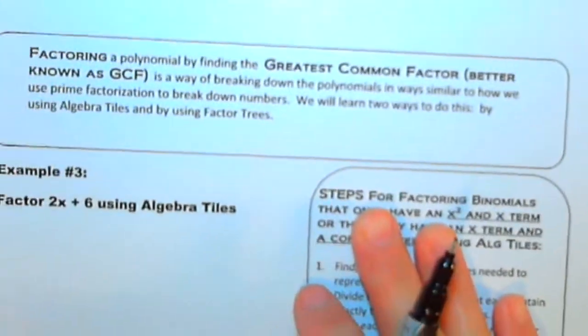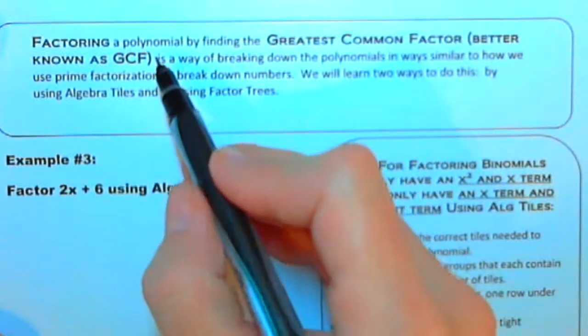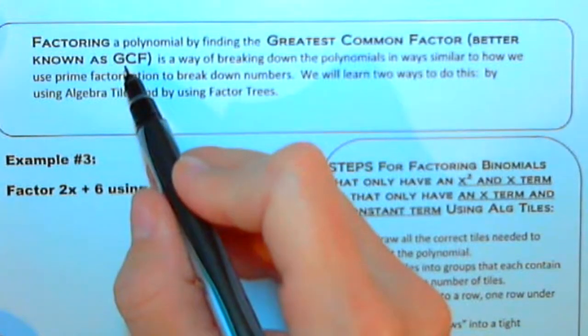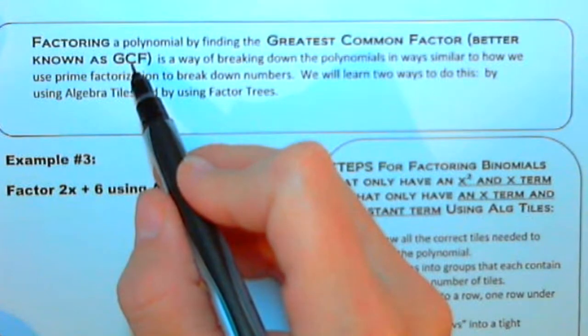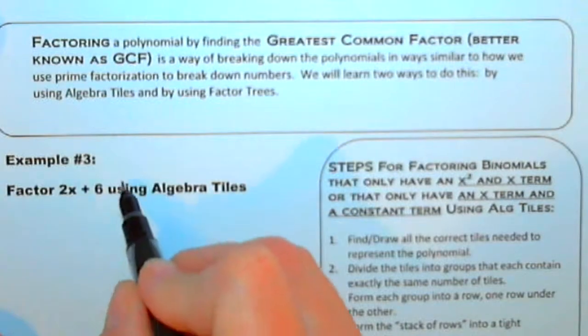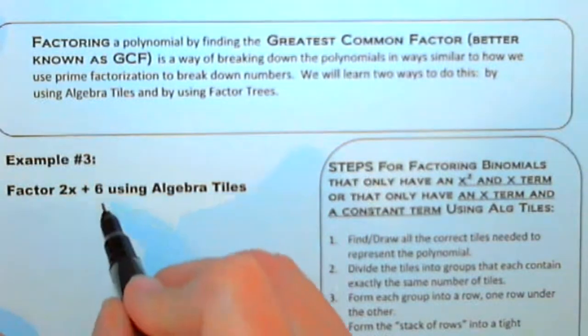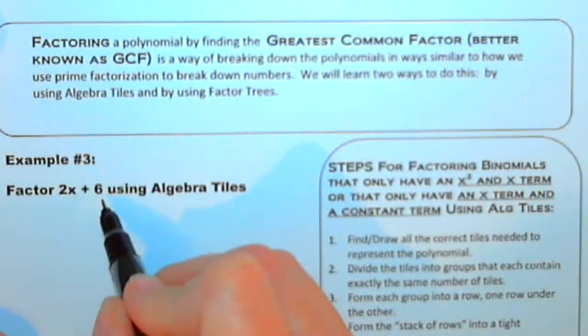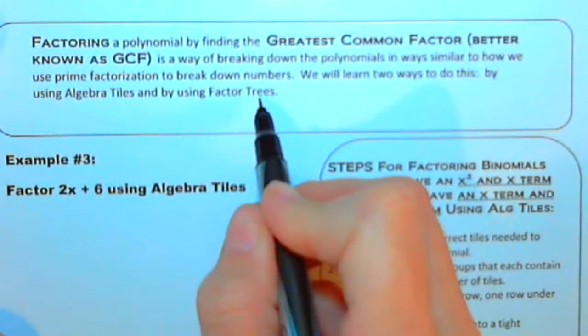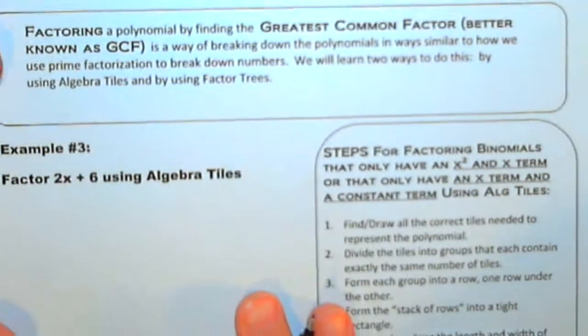The last part of this page, we are going to take the concept of a greatest common factor, or GCF, that we learned earlier just dealing with a bunch of numbers. And we are going to apply that concept to algebraic expressions. We are going to find a GCF of this. And we're going to do it, first of all, using algebra tiles. Later on, I'm going to show you the same process using factor trees.